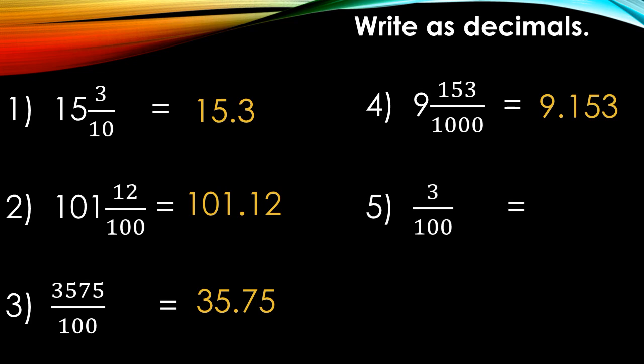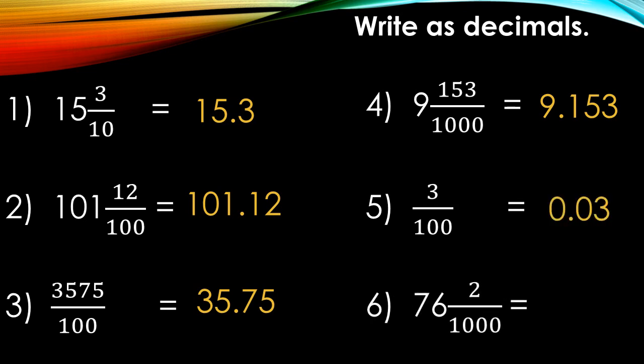Question number 5. 3 upon 100. See the denominator. How many zeros in 100? Yes, 2. So in the numerator, count 2 digits and put decimal. Since there is only 1 digit, we will put a 0 and then a decimal. So the answer is 0.03.